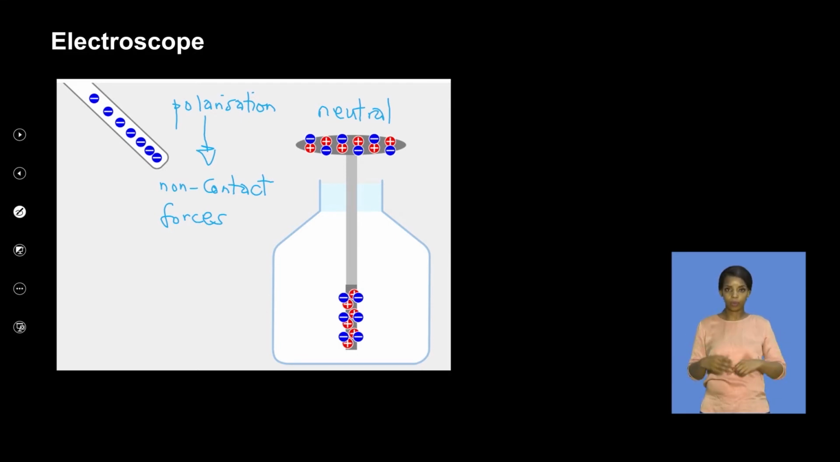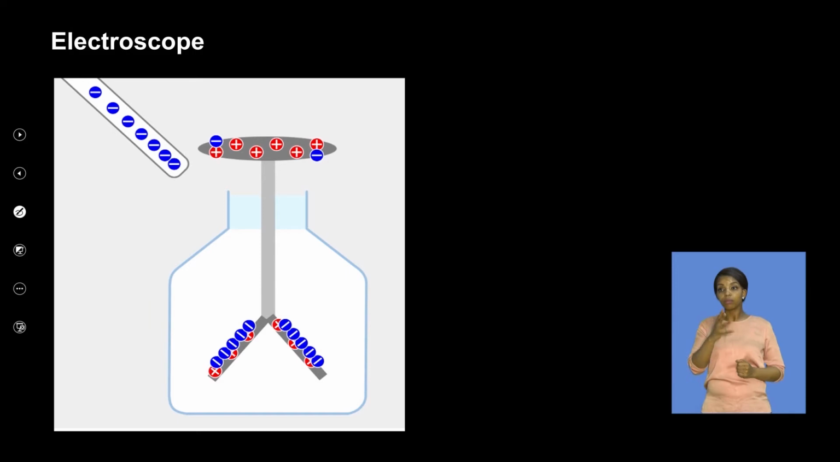So if we bring this, what is going to happen? The positive will actually be repelled, which brings us to repelling the negatives. The negatives have been repelled because the material itself is negatively charged.